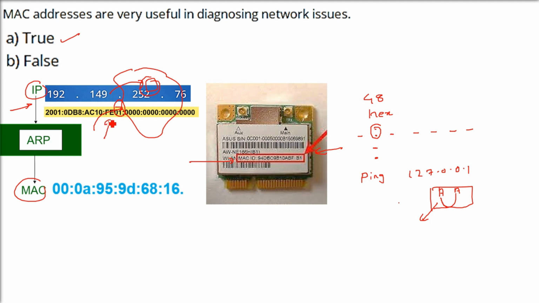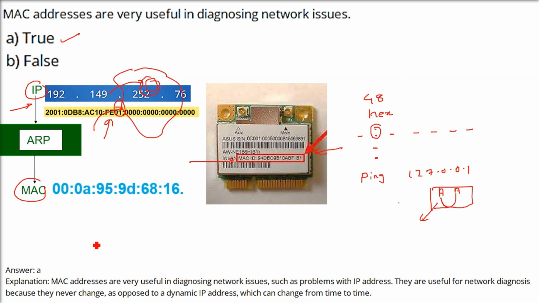You can get it from the DHCP server. But MAC address is always fixed. Wherever you take your laptop or a computer or a host, it will always be there wherever in any part of your world you go. That is why you can always diagnose the network issues using the MAC address.